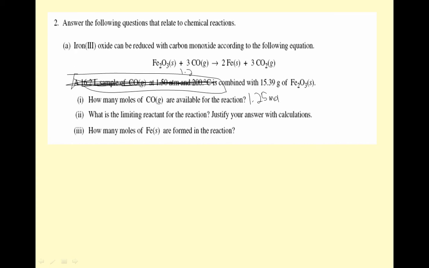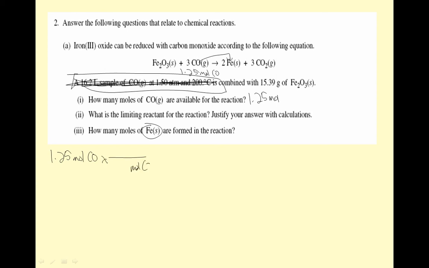1.25 moles of CO is combined with 15.39 grams of Fe2O3. What is the limiting reactant for the reaction? Justify and calculate them out. How many moles of iron are formed? So what I'm going to do is take 1.25 moles of CO and convert it into iron. And I chose iron instead of CO2 because that's what question 3 says.